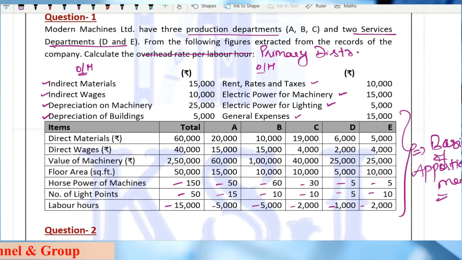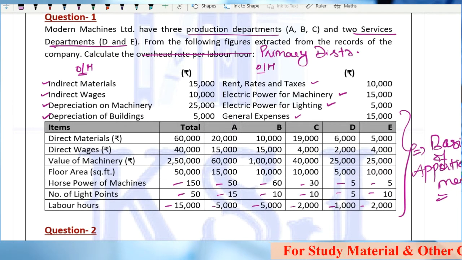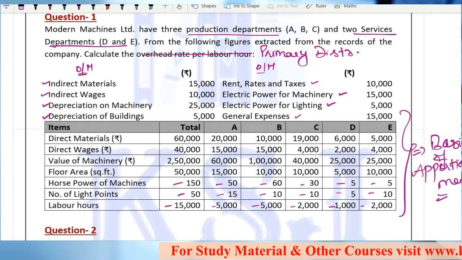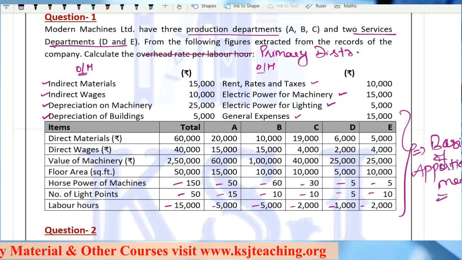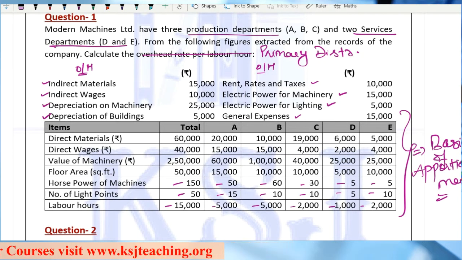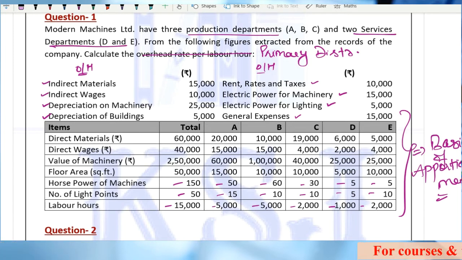Now do one simple exercise. Just pause the video here. I'll solve this question, don't worry about it. Try to make a primary distribution sheet on your own. This will give your brain a good exercise, and you will gain confidence if your answer is correct. I'll show you the answer. Don't worry about it. We are going to solve it. We are going to discuss it.